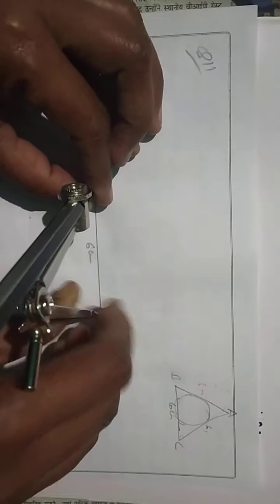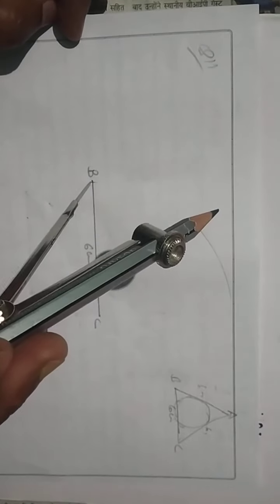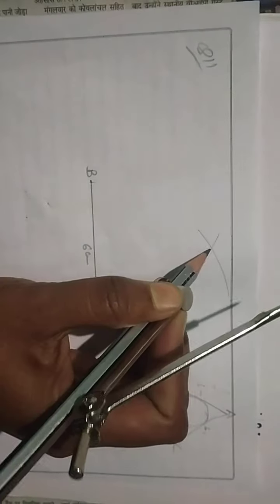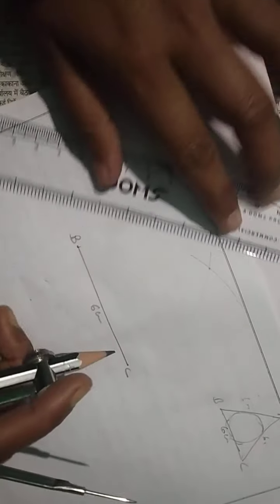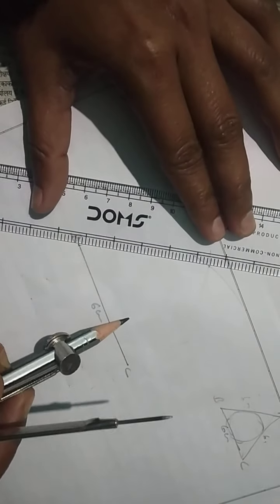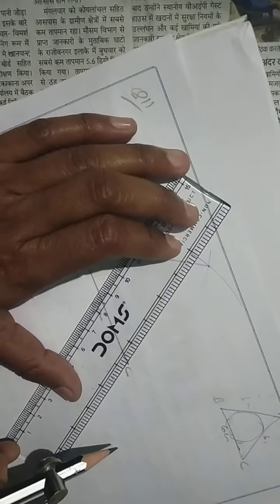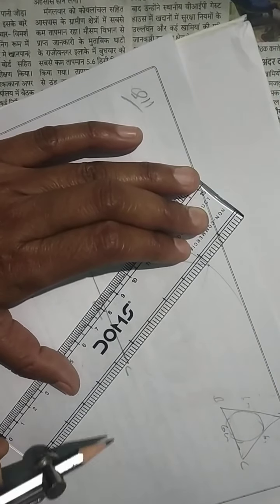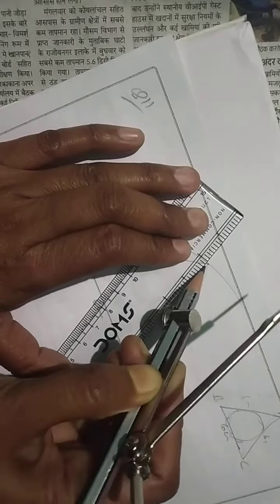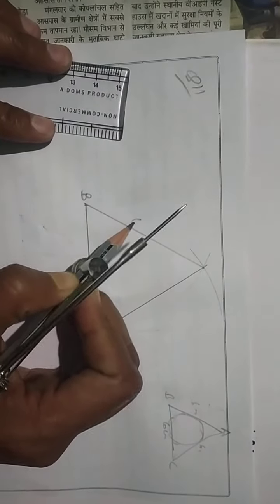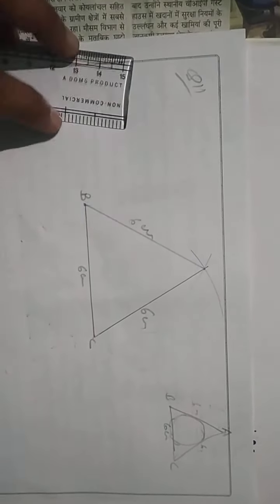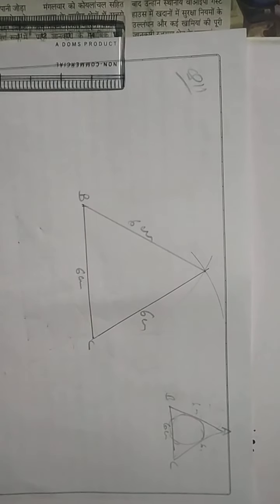So we will take this same length, 6 cm, and cut an arc here and cut another arc here. Now this point you have to join with B and C properly with the help of a scale. This is the equilateral triangle. All the sides are 6 cm. Now we have to draw its incircle.